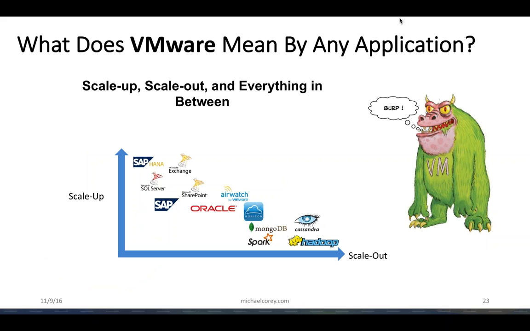And what does VMware mean by any application? This is a classic VMware slide. Scale up, scale out, everything in between. SAP HANA, Exchange, SQL Server, Oracle, MongoDB. And so I've got the picture of the Monster VM, just taking it in. No application left behind. I think it's a very strong statement.